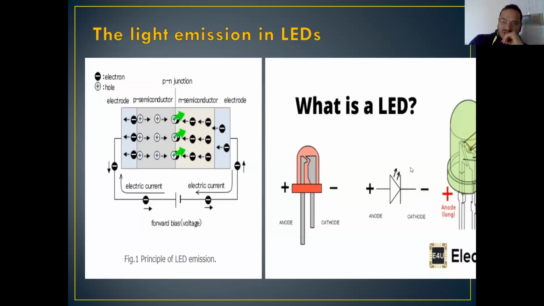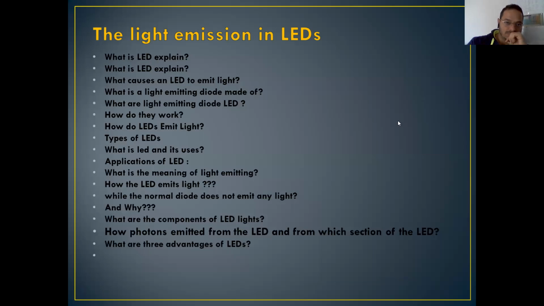Here, these two pictures explain to us the anode and cathode, the two terminals of the LED, and the PN junction diode in the middle of this small thing, this small wire. All our light generation will come from this small point. We'll try to explain all of these questions.